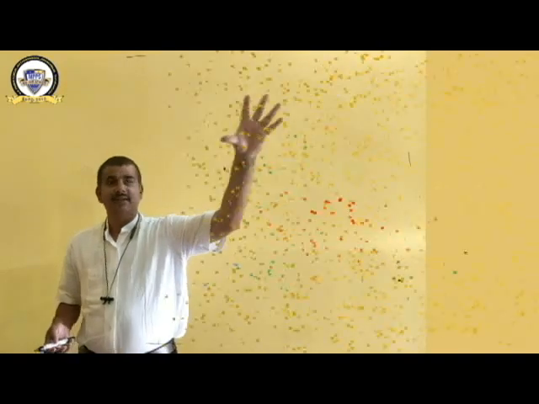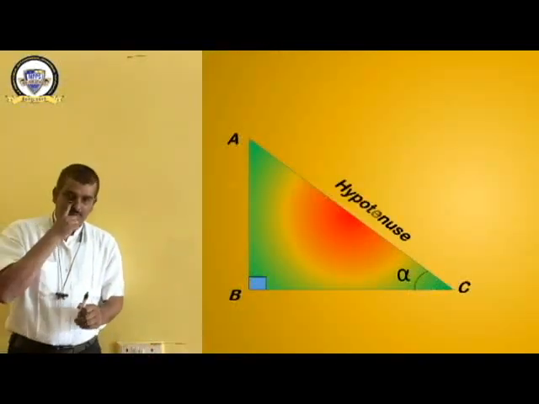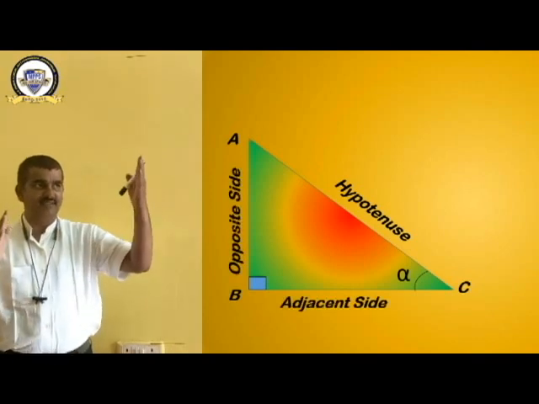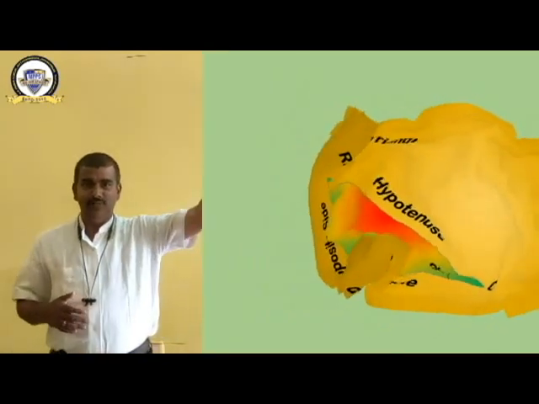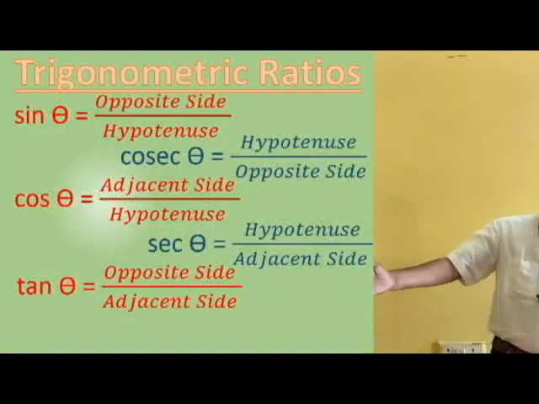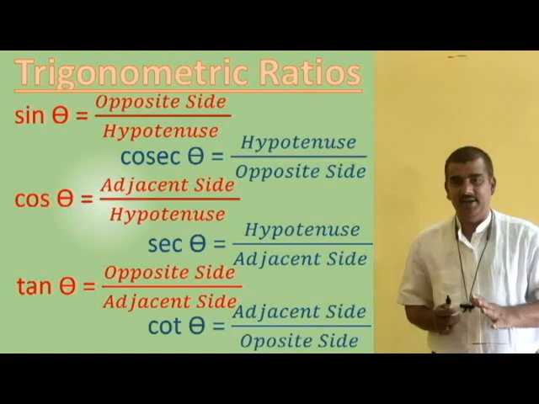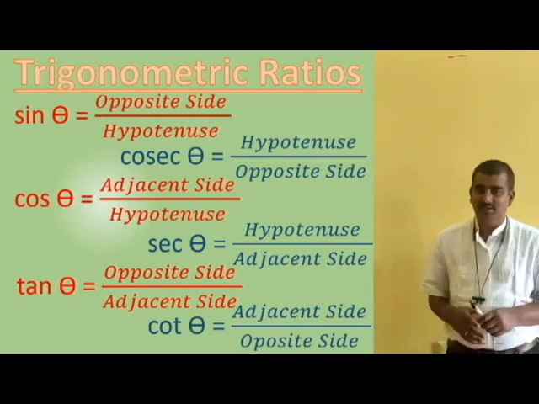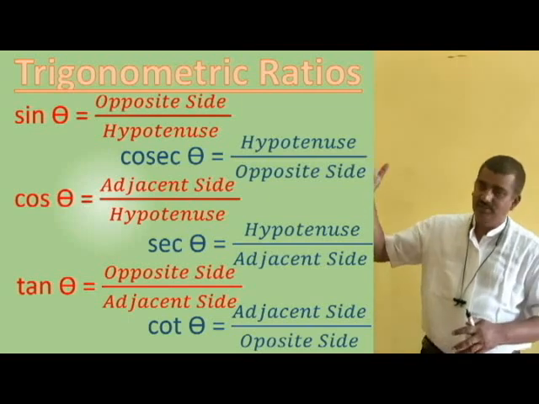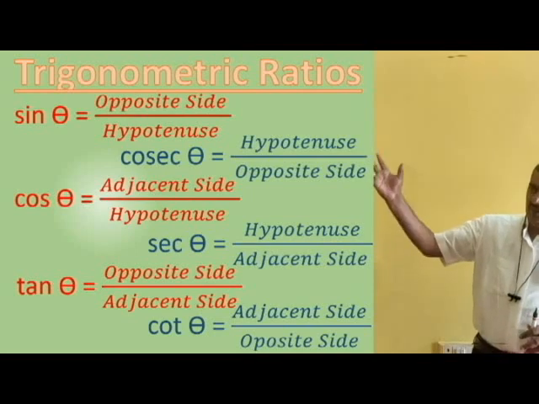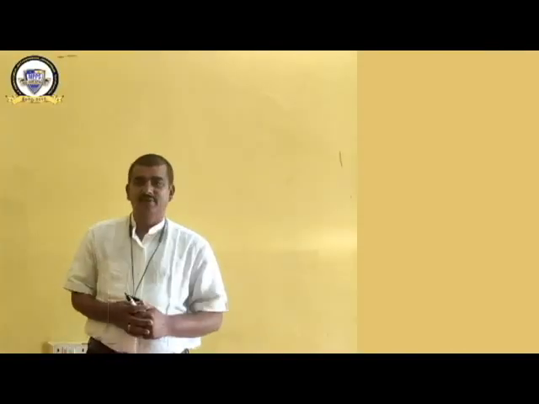First of all, we were studying the naming of different sides: adjacent side, opposite side, hypotenuse. By this picture, you are very clear in that. Next, the trigonometrical ratios: sine theta, cos theta, tan theta, sec theta, cosec theta, and cot theta. Six ratios we studied with these charts. It is very clear in front of you.